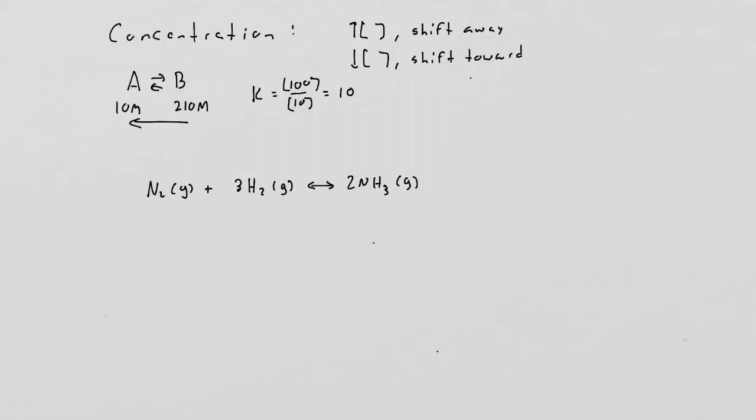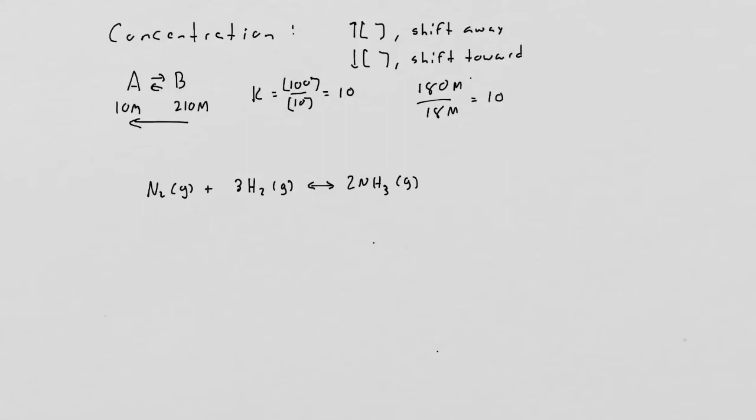But in the end, you're going to have it switch to this point where you're going to get a similar ratio. So you may get a situation where you end up with something like 180 over something like 18. Now this is not exact, obviously, but you see what happens: the amount of B goes down, the amount of A goes up, and we end up getting 10 again. So whenever you add something, it shifts away from it to restore the equilibrium balance. Okay? Whenever you remove something, it shifts towards it.